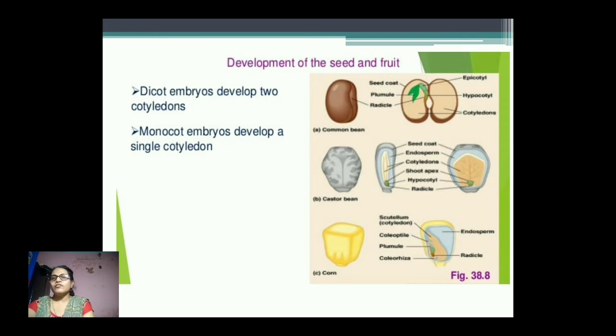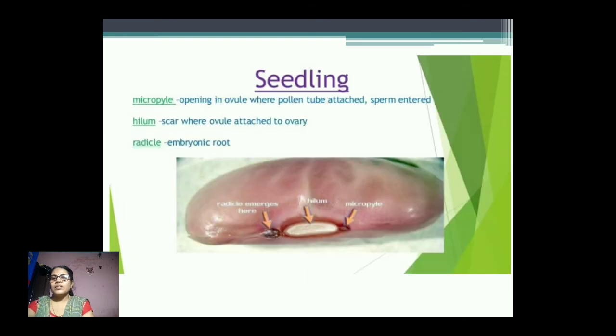Then development of seed and fruit. The dicot embryo develops two cotyledons. If two cotyledons are present, it is known as dicotyledon, and the monocot embryo develops a single cotyledon. It is known as monocot seed. Then this is the structure of seedlings.